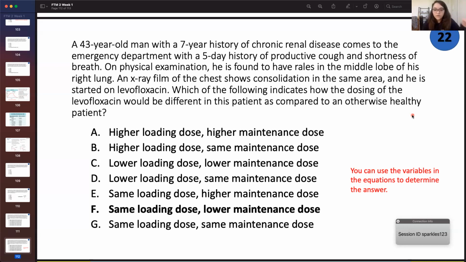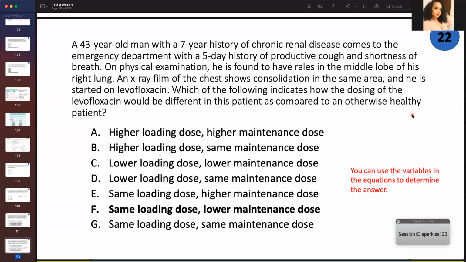So you always want to start with that same loading dose, but in someone that has chronic renal disease, the compromise is going to come with the clearance. So the clearance is impaired. I want to make sure that I'm not giving this person super toxic amounts of this drug, because I know that their body is clearing it at a slower rate than a somewhat healthy person would. Does that make sense?